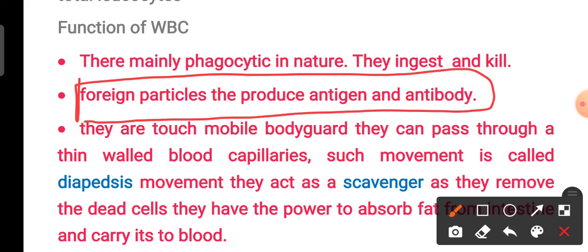यानी the time when the foreign particles come inside your body, यानी जब बाहर से कुछ पैथोजेंस आपके शरीर में आते हैं, तो जो WBC होता है वो एंटीजन के विरुद्ध एक एंटीबॉडी बनाता है, जिससे जो एंटीजन है उसको WBC मार सकता है.